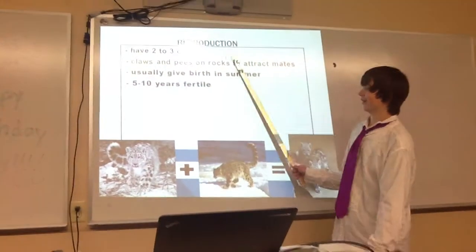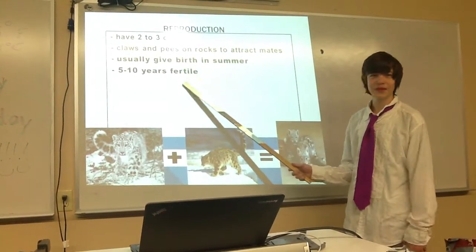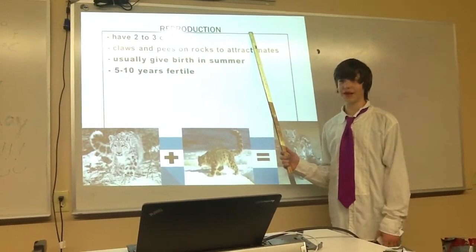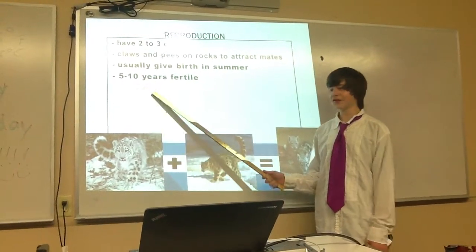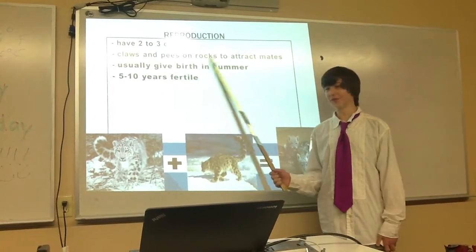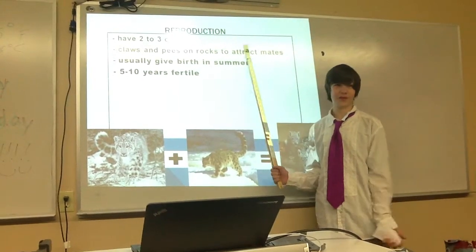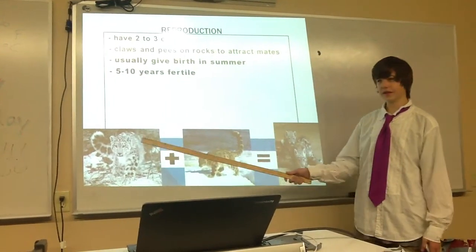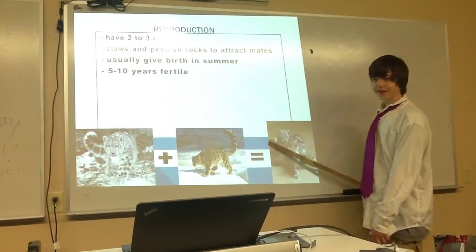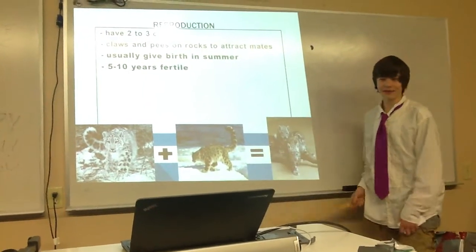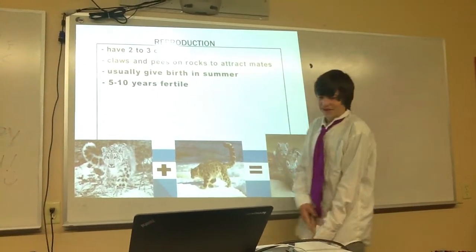The reproduction, everybody's favorite. They have 2 to 3 cubs, and they claw and pee on rocks to attract mates. Pretty interesting, huh? And they usually give birth in the summer, and they're usually fertile for 5 to 10 years, which means when they're 5 years old to 10 years old, that's when they can give birth. And this is basically a simple way. This plus this equals this. If you guys were understanding that, I put it in a little simpler form.